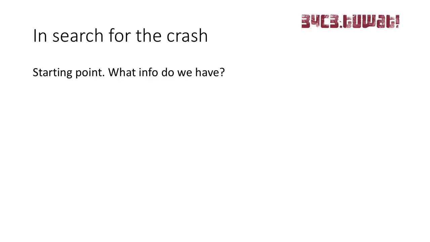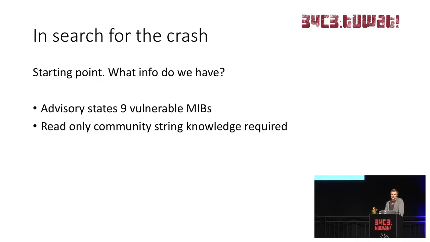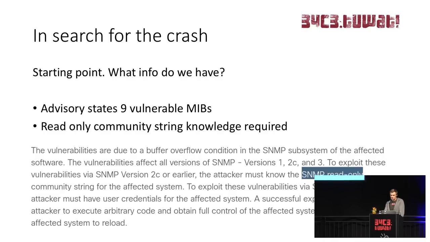So before we build an exploit, we need a starting point. How do we look for the crash? The advisory states that there are 9 different vulnerable management information bases, and you only have to know the read-only community string.